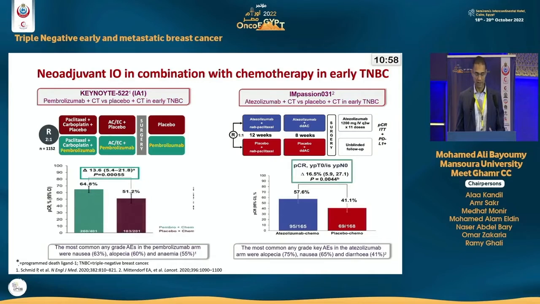This is the PCR rate achieved in the study. You can find a significant improvement in the PCR by adding immunotherapy to chemotherapy in the neoadjuvant setting.